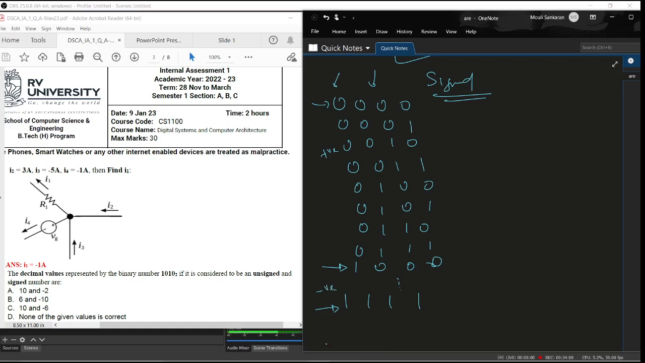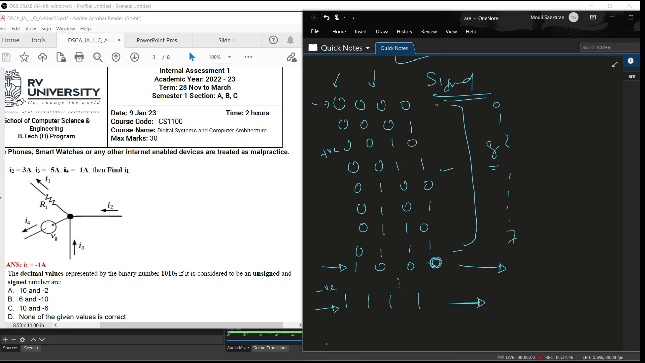Now, how many numbers are there? 4, another 4. See, these 8 combinations are positive numbers because the MSB is 0. So what are those values? 0, 1, 2, up to 7. Now, what about this 100? This number is very tricky. Before I find the negative representation of this, let us try to find this value.